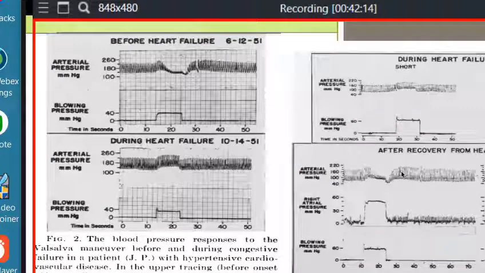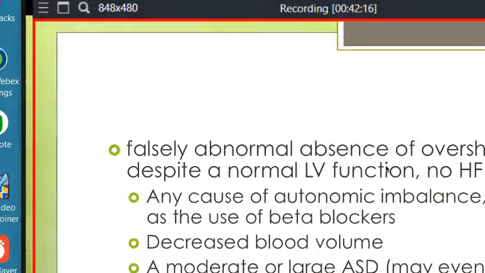So what happens when you have a falsely abnormal absence of overshoot despite a normal LV function and no heart failure? This can happen in patients who have autonomic imbalance. Some congenital conditions can have abnormality in the autonomic response, or the patient may be using a beta blocker. This can also happen in patients who have decreased blood volume, or a patient who has a moderate or large ASD that can produce a square wave response.